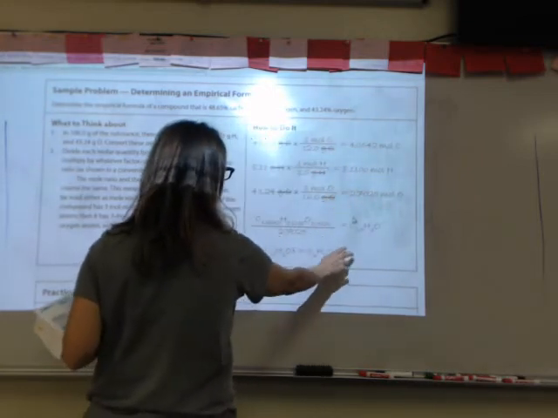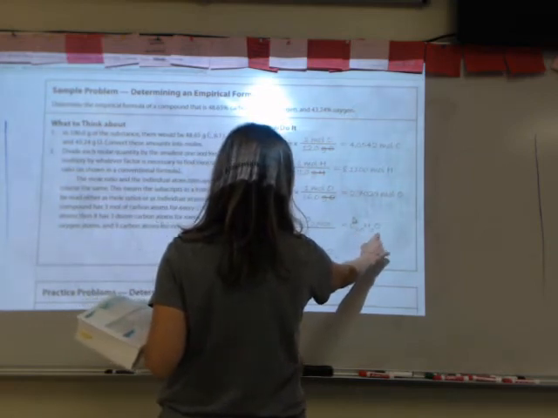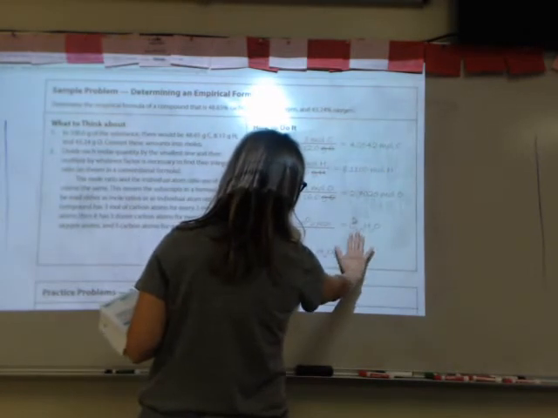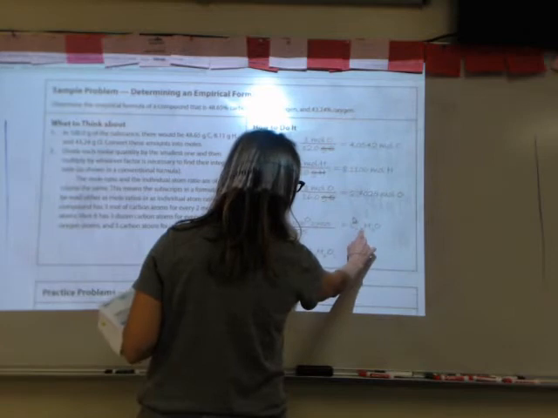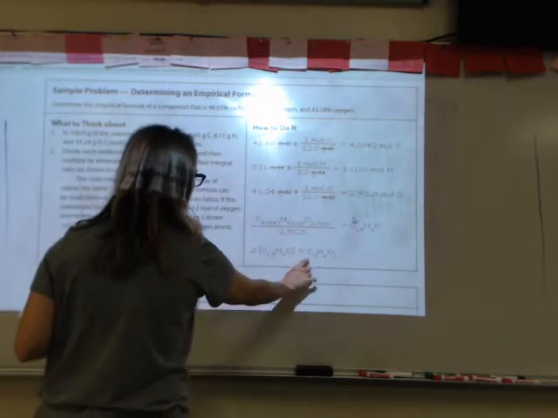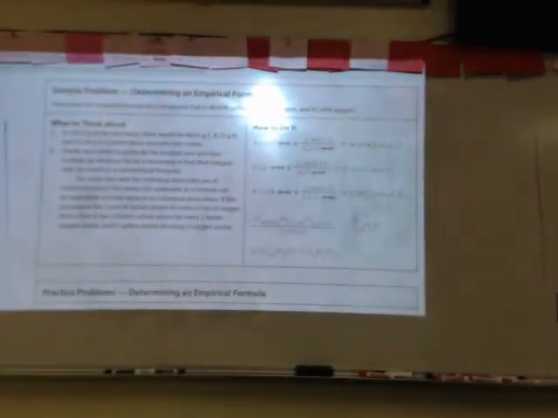That will give you these ratios, 1.5, 3, and 1. If you are within 0.1 of a whole number here, you can stop, but you weren't because of this 1.5. If you end up with a 0.5, multiply everything by 2. So that will give you this, C3H6O2, which is your empirical formula.